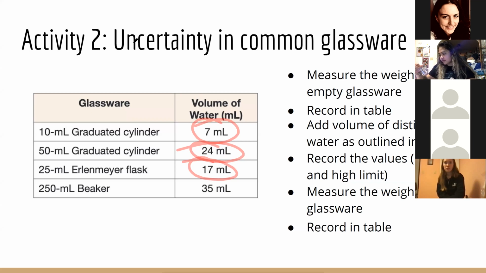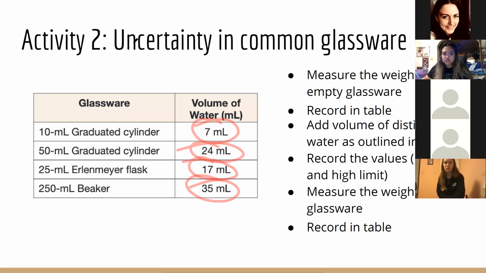Now, remember, you're going to be way off on this. Don't feel bad and think, man, how the hell do I find 17 mils? That's the whole point. It's going to be really hard to figure out what 17 mils is in a 25 mil Erlenmeyer flask where there really aren't any directions as to where 17 is on this thing. You basically have to estimate it for yourself. And then for the 250 mil beaker, estimate how much is 35.